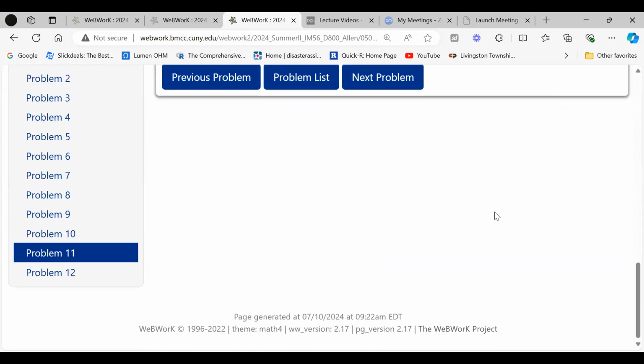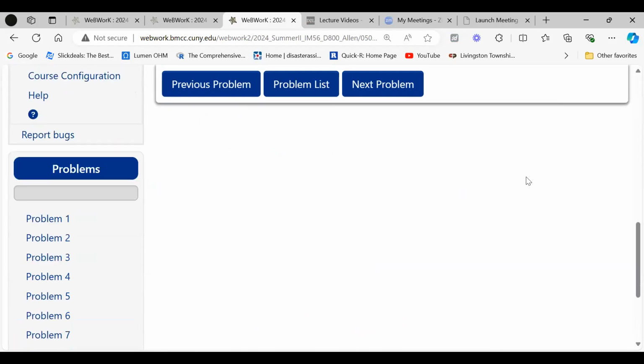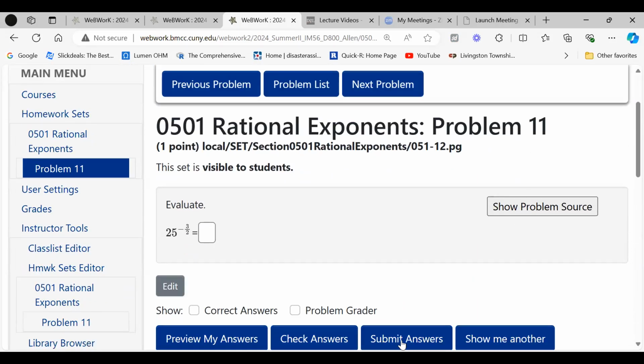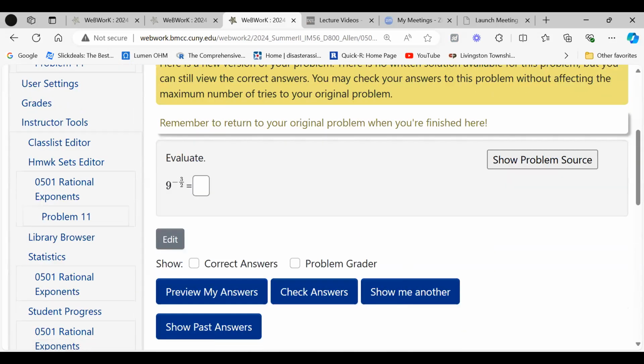Yep, what if it's a negative exponent? Let's try one of these. It's a negative exponent. Show me another. Okay, let's start with this one.